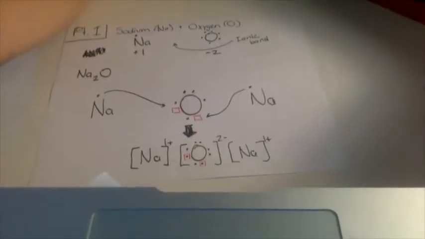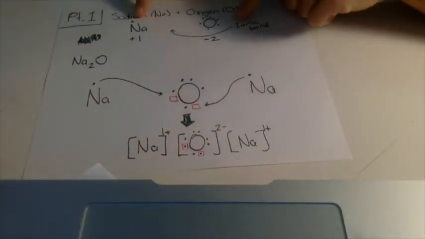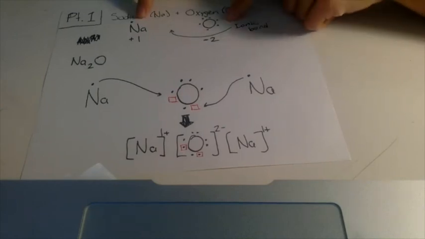Hey guys, the purpose of this video is to give you an example for your Flipgrid project this week. I'm going to be using a different set of atoms than what you've been assigned, so no cheating. So for part 1, I assigned myself sodium and oxygen. I drew the Lewis structures right here. Sodium has 1 valence electron, oxygen has 6.